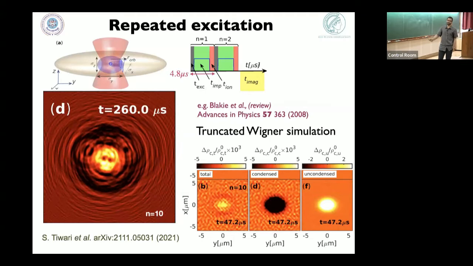That is the number of uncondensed atoms, right? I don't want to go into it, but the method allows you to distinguish condensate and other stuff, so thermal atoms that are not phase coherent with the condensate.